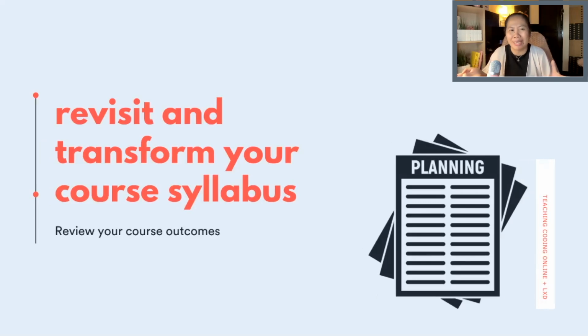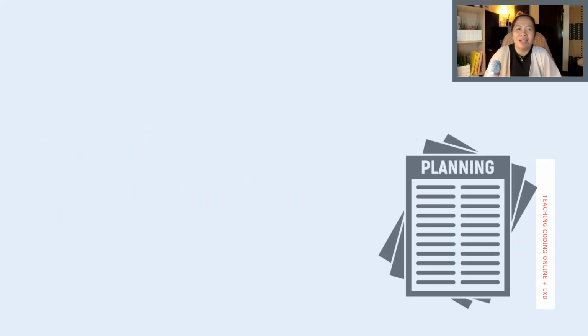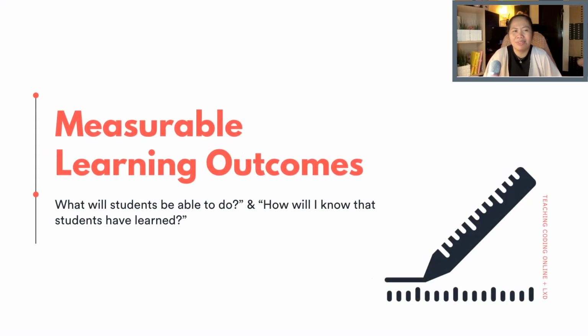plan, or lesson plan. Then write your learning outcomes or the objectives based on the goal of the subject and the background of your users. A measurable learning plan should include activities that will answer the question, what will students be able to do?